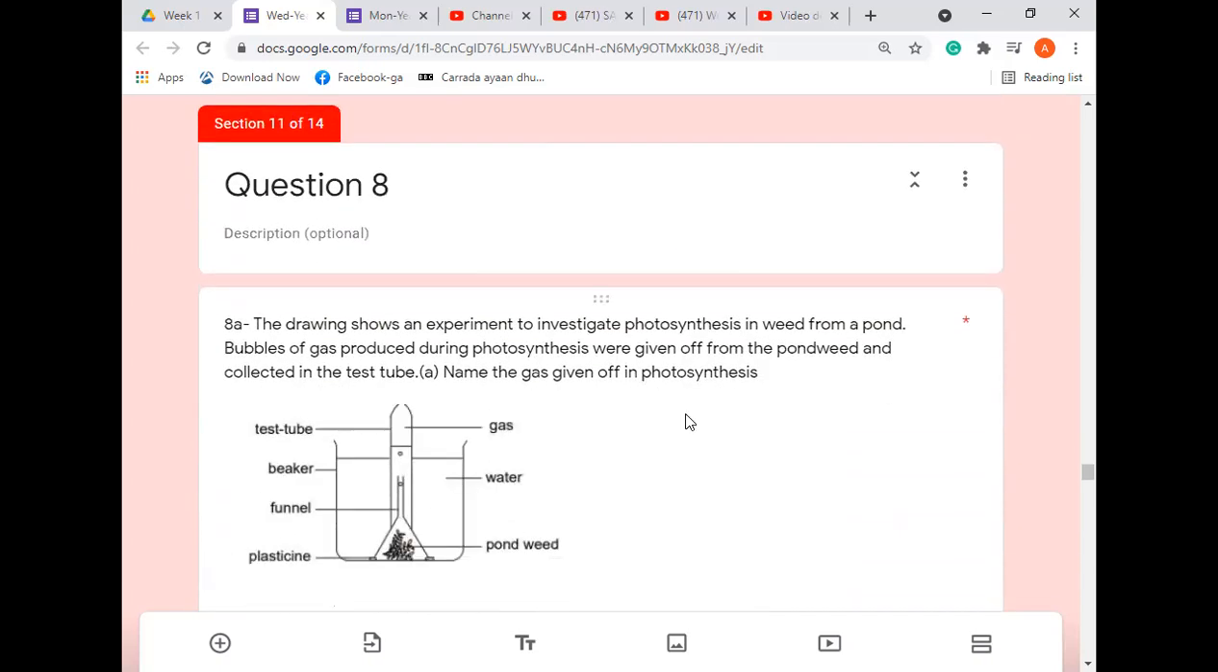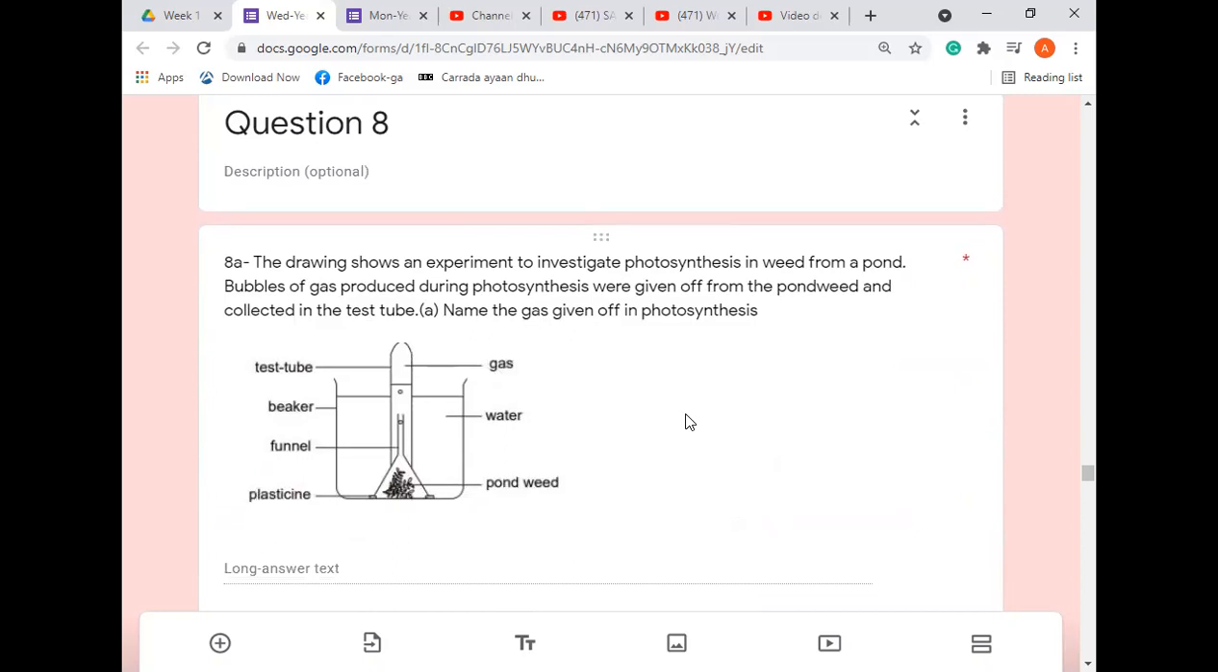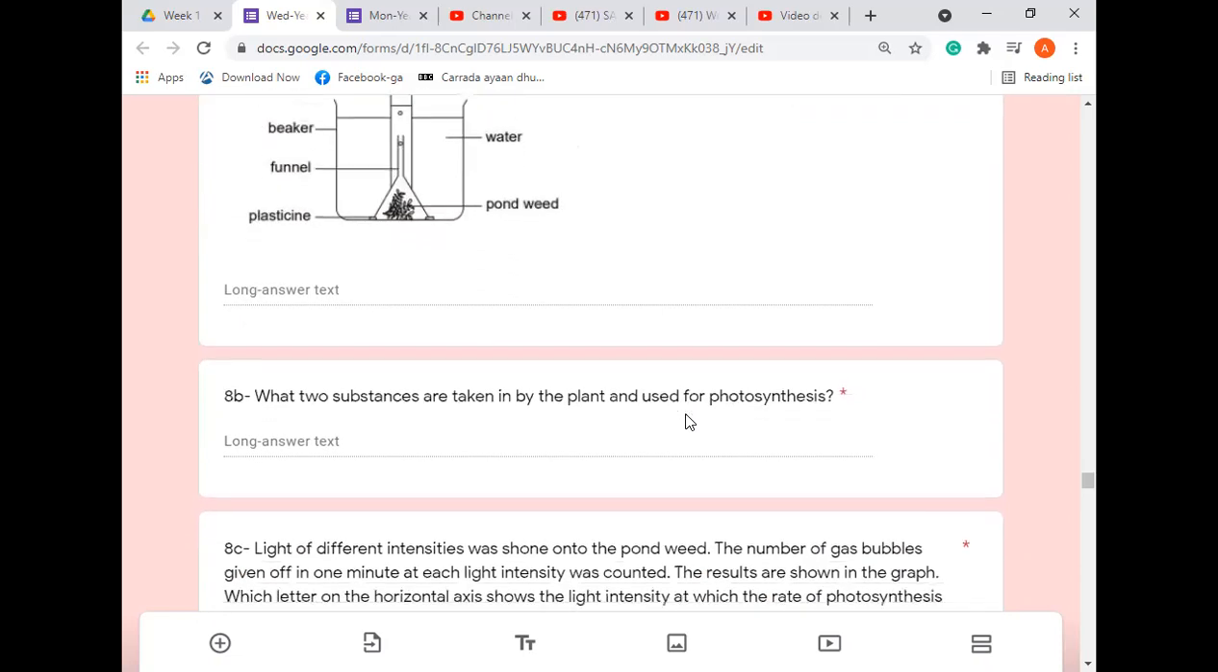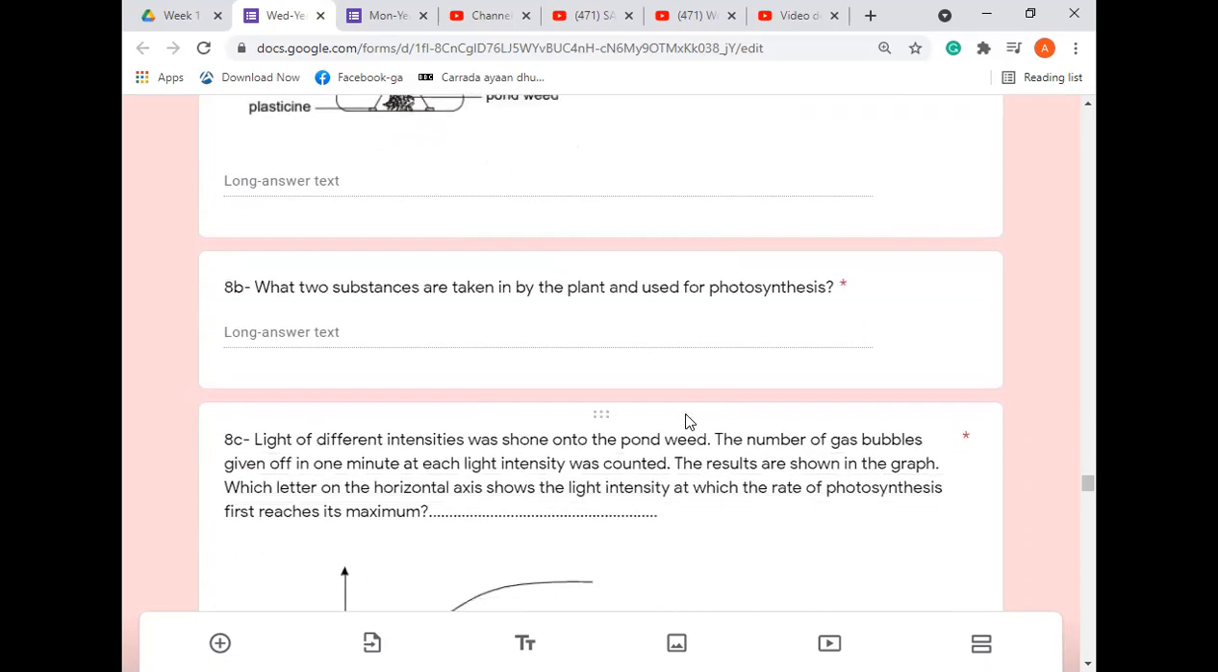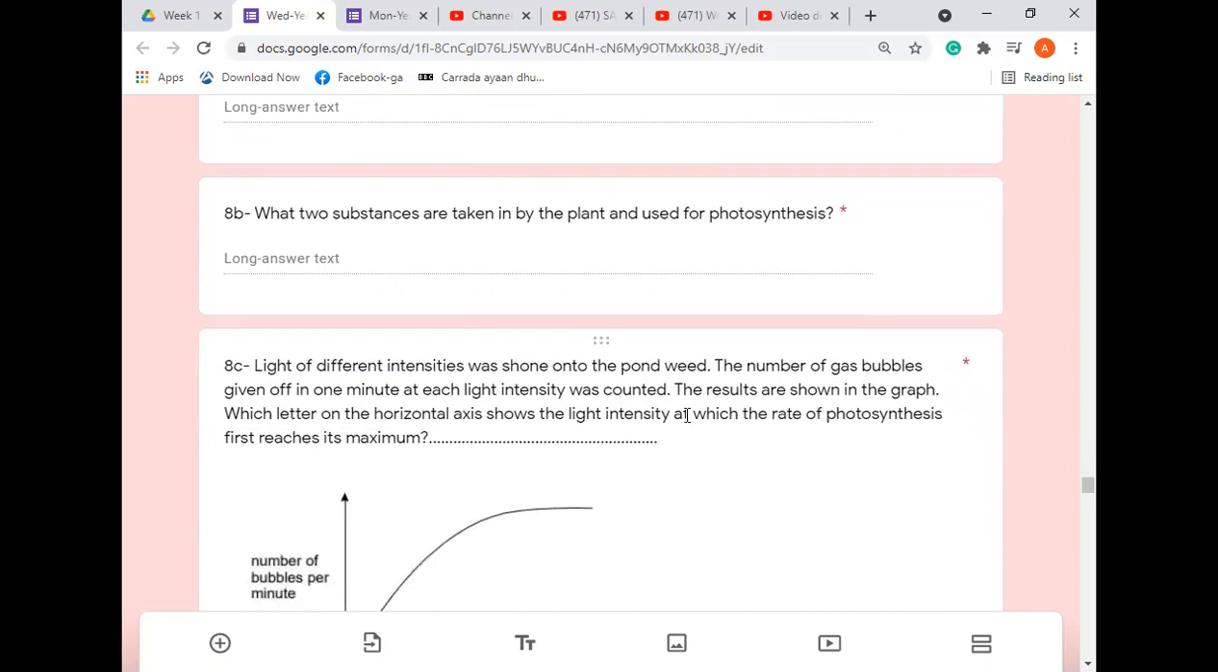Question 8, the drawing shows an experiment to investigate photosynthesis in pondweed. Bubbles of a gas produced during photosynthesis were given off from the pondweed and collected in the test tube. Name the gas given off in photosynthesis. What two substances are taken in by the plants and used for photosynthesis?